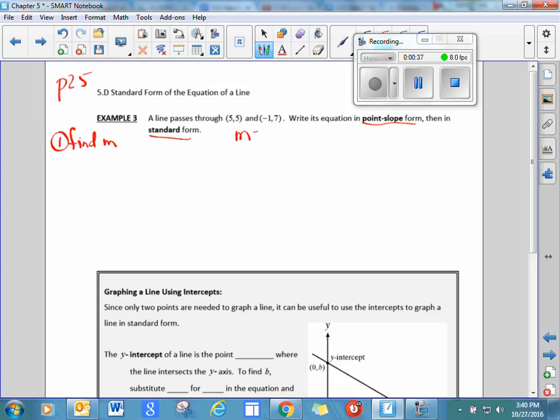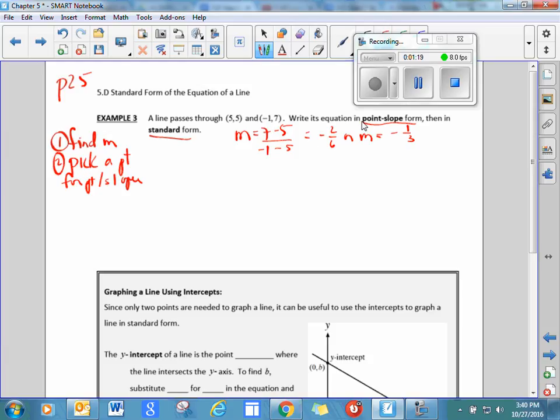So M is going to be equal to 7 minus 5 over minus 1 minus 5. And this reduces down to negative 2 over 6, or M is equal to negative 1/3. So I did that. And now I'm going to pick either point for the point slope formula. So I am going to pick, let's see, what shall I pick? I think I will pick the negative 1/7.